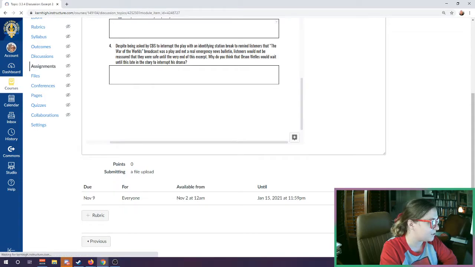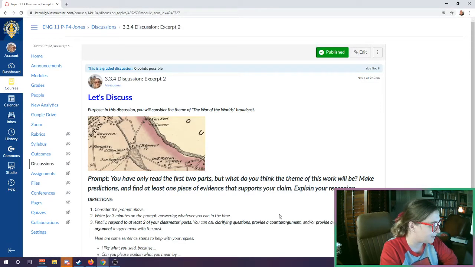If you go to the next page, you'll see there's also a discussion. In this discussion, I want you to respond to this prompt. You've only read the first 2 parts, but what do you think the theme of this work will be? Make predictions and find at least one piece of evidence that supports your claim.